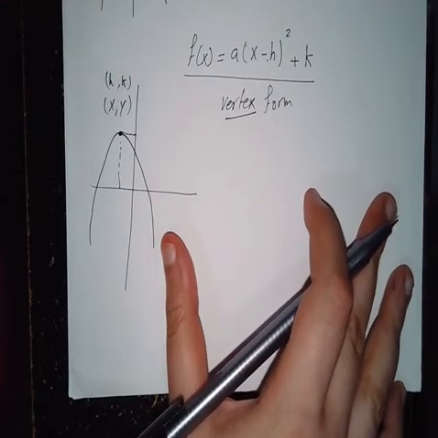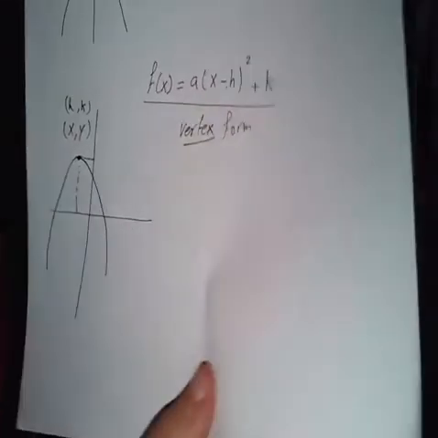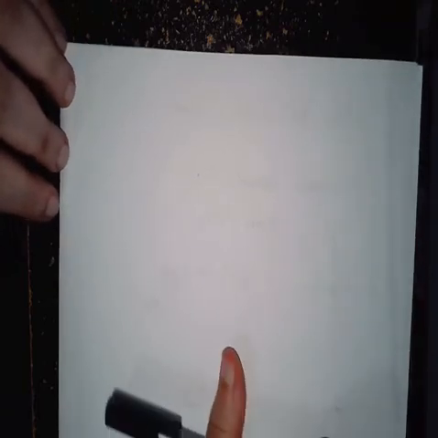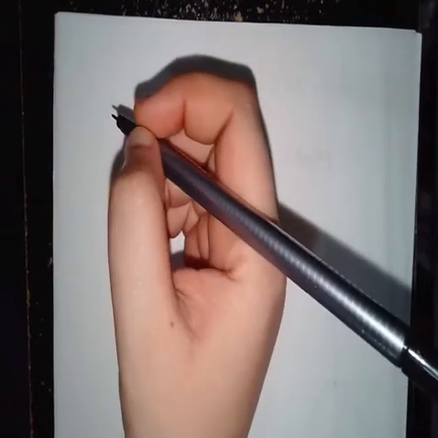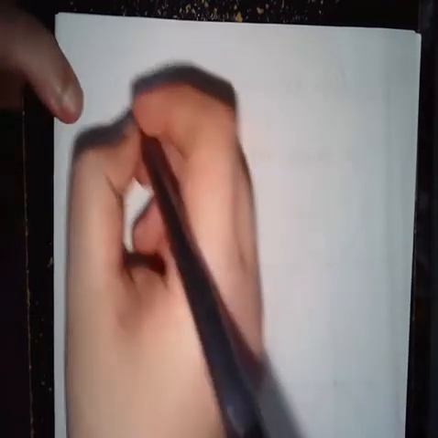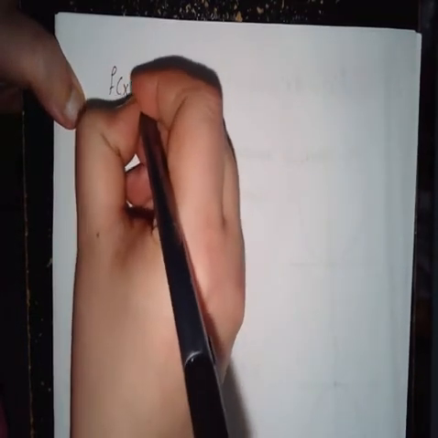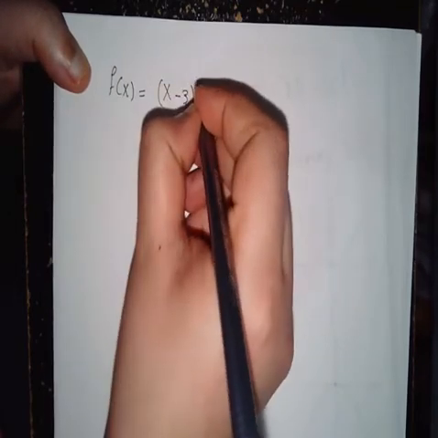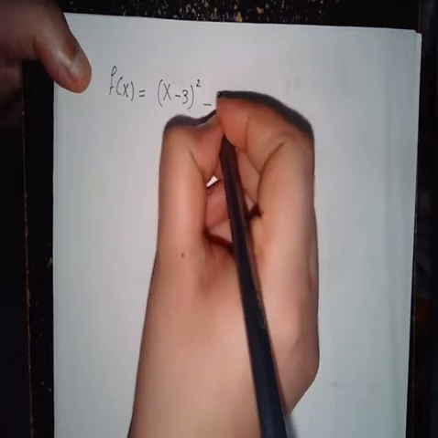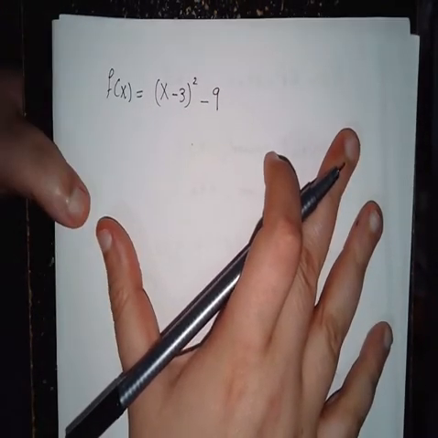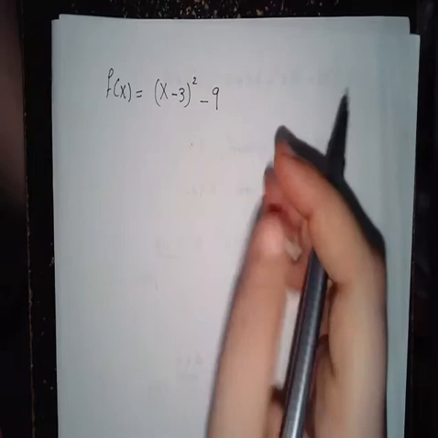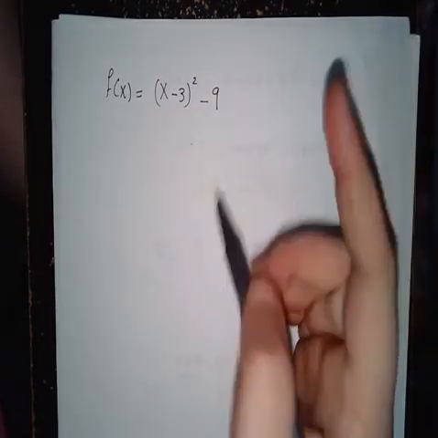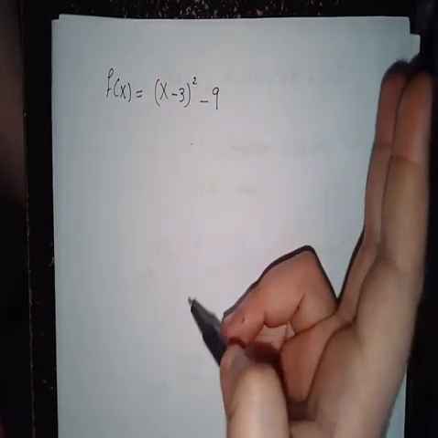Alright? Now let's see how to use this. Here you go. Let's start with the first example in your notes. Over here, it says graph f of x equals (x minus 3) squared minus 9. Okay? Now the question is asking you to identify the vertex, the x and y intercepts, and the axis of symmetry.